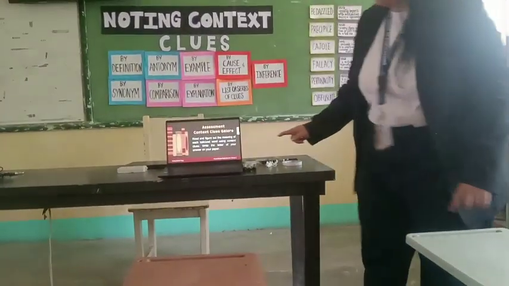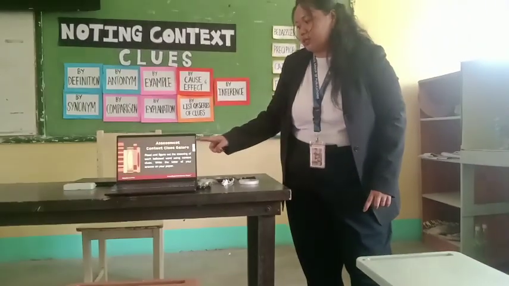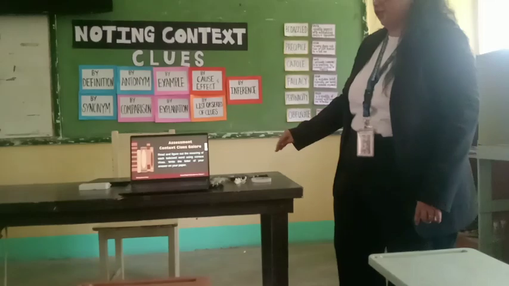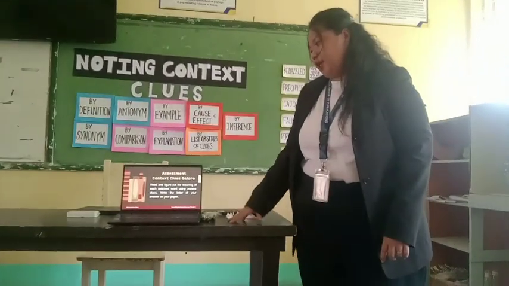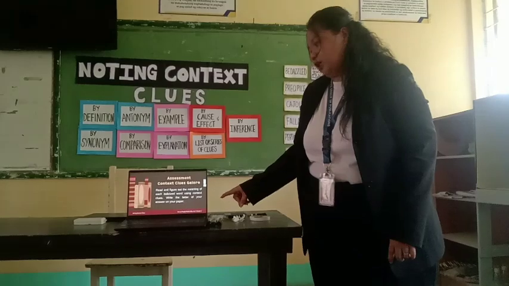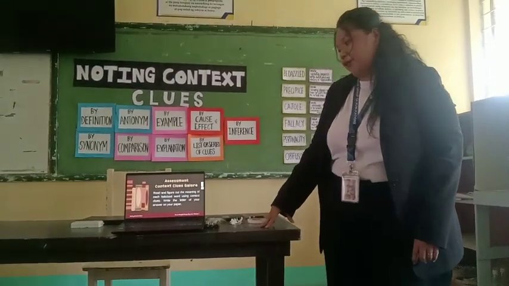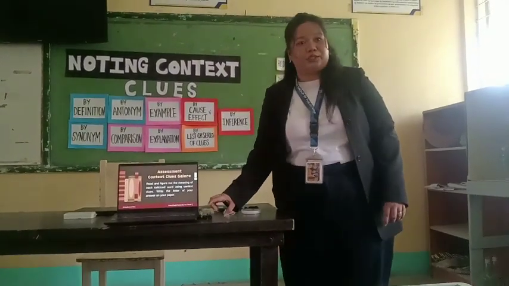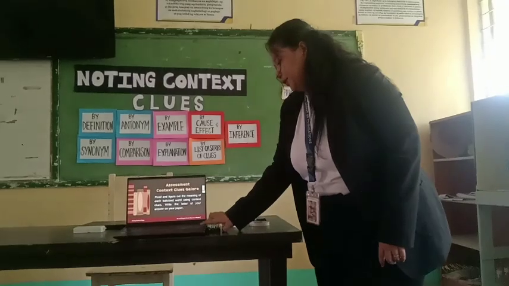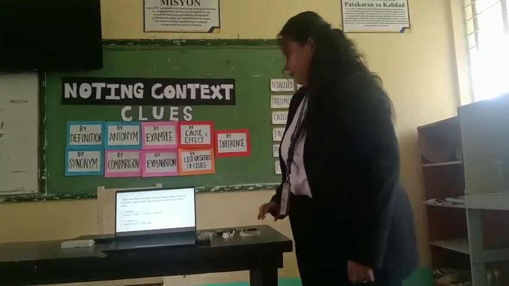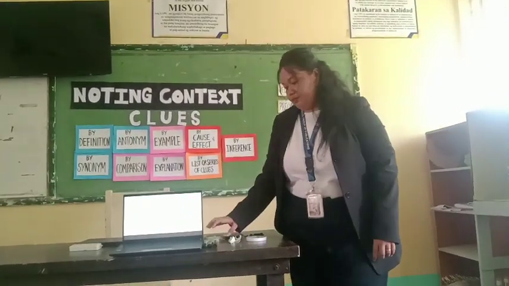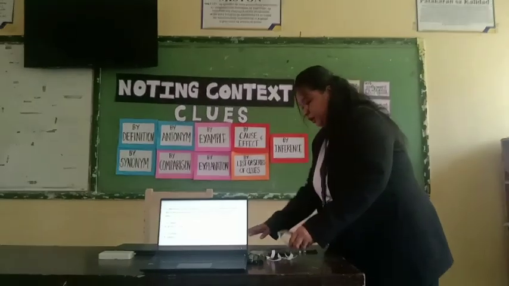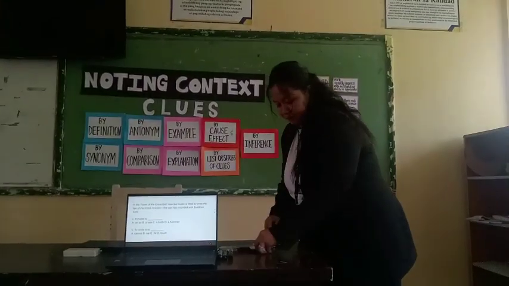Okay, so this one is assessment. So how does the quiz go? So let me read the instruction. Read and figure out the meaning of each italicized word using context clues. Write the letter of your answer on your paper. So everyone, get a 1/2 sheet of paper. So we're going to have a short quiz. 1/2, ma'am, maybe 1/4. Then now, you can just use 1/2.